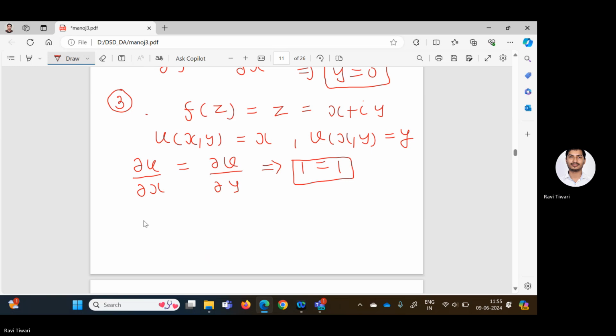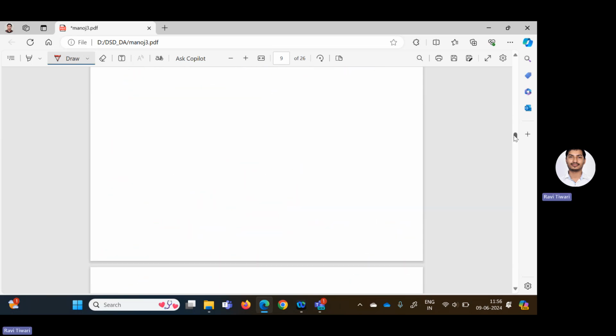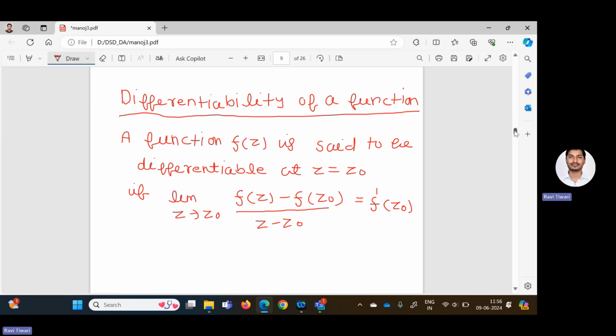Second component: dou u by dou y must be equal to minus dou v by dou x. Because u does not contain any function of y, dou u by dou y is 0, and the other side is also minus 0, which is 0. So these two components are satisfied at all points. It is not restricted to x equal to 0 or y equal to 0, because 1 equals 1 for all x, y belonging to complex numbers, and 0 equals 0. So this function will satisfy the CR equation at all points. I hope now the CR equation is clear. Next concept is differentiability of a function. What is differentiability of a function?